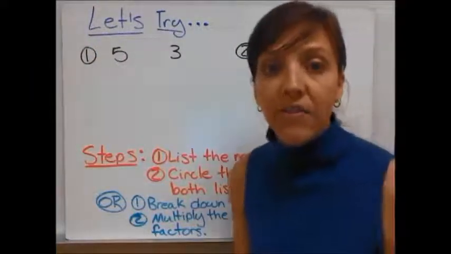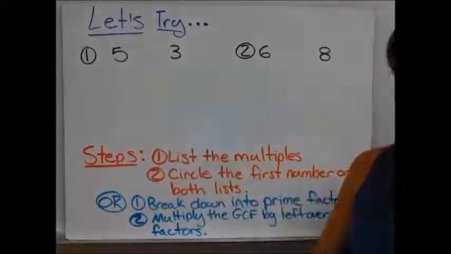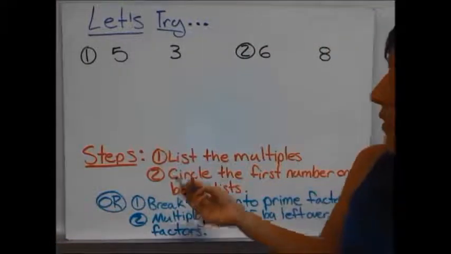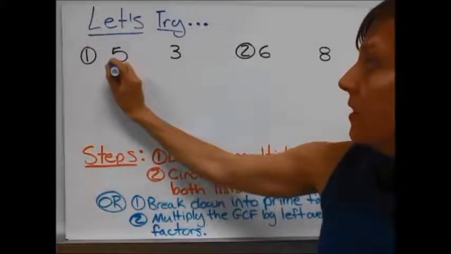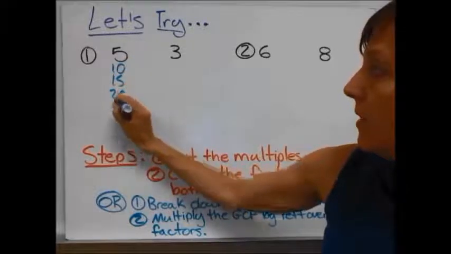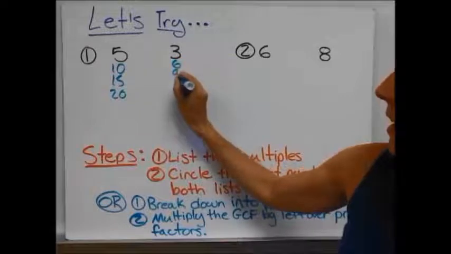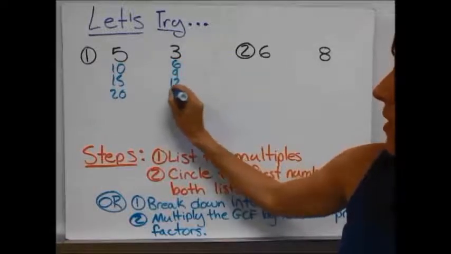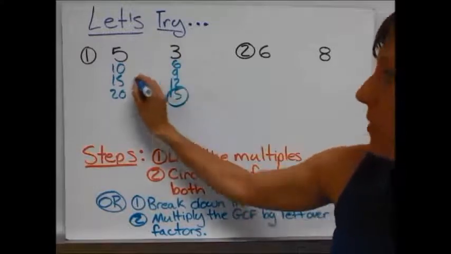Let's try to find some common multiples together. Let's look at 5 and 3. Okay, for 5, I can list out 5, 10, 15, 20. 3, I can list out 3, 6, 9, 12, 15, and I see that they have a common multiple, 15.